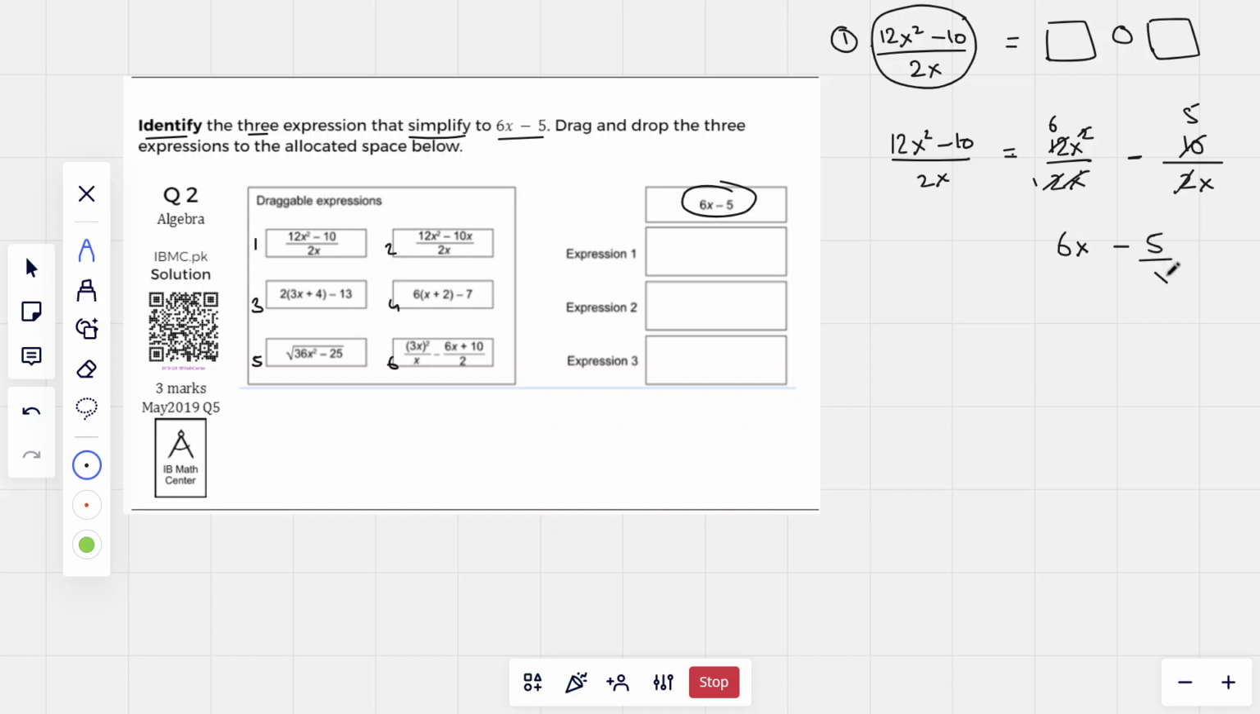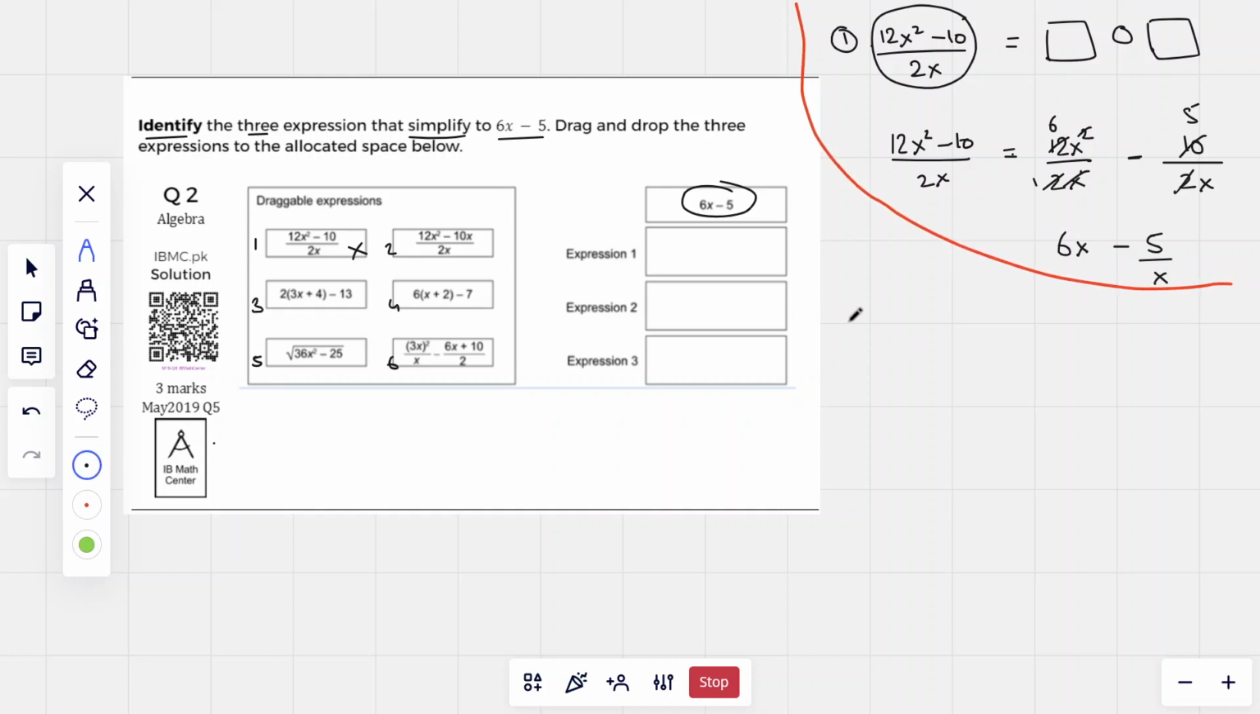But the problem here is we have an x in the denominator. So this expression, 12x squared minus 10 over 2x, simplifies to 6x minus 5 over x. Hence, this is not the correct answer. Right, so we know that the first one is not. Let's just cordon off the first one and begin working on the second one.